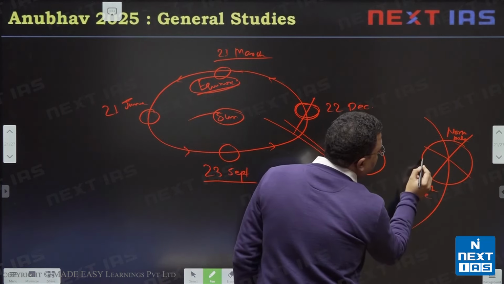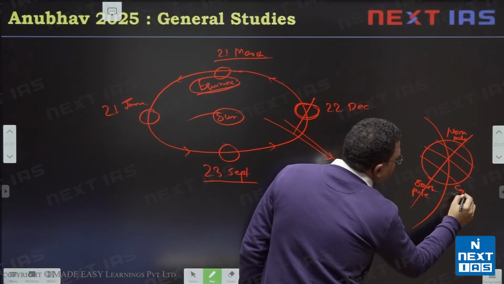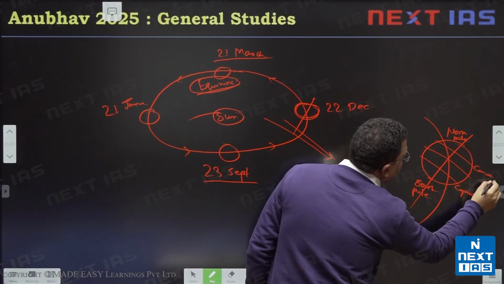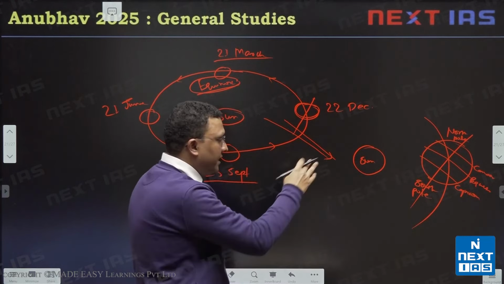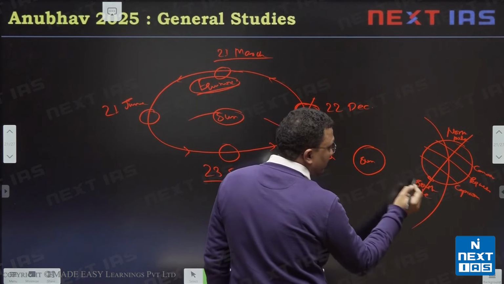This is equator, this is Tropic of Capricorn, this is Tropic of Cancer, and this is equator. This is the position on 22nd December, right? So if you see, South Pole is tilted towards Sun, right?